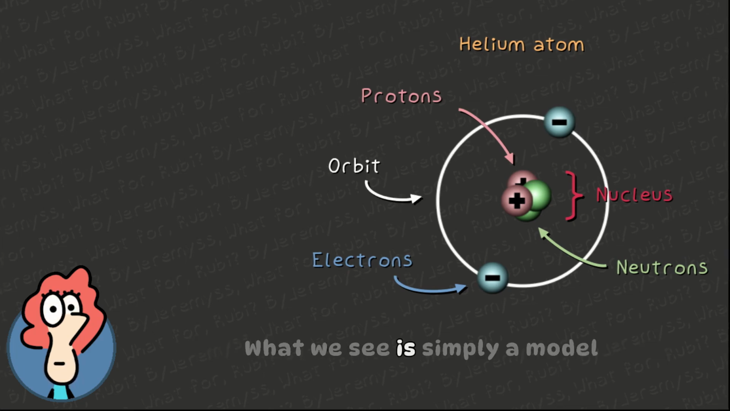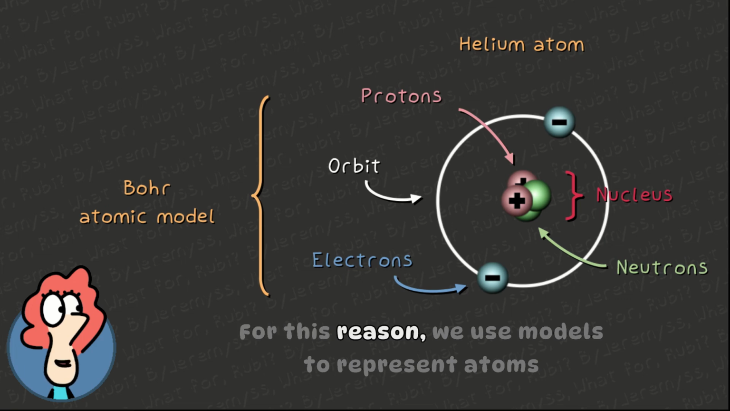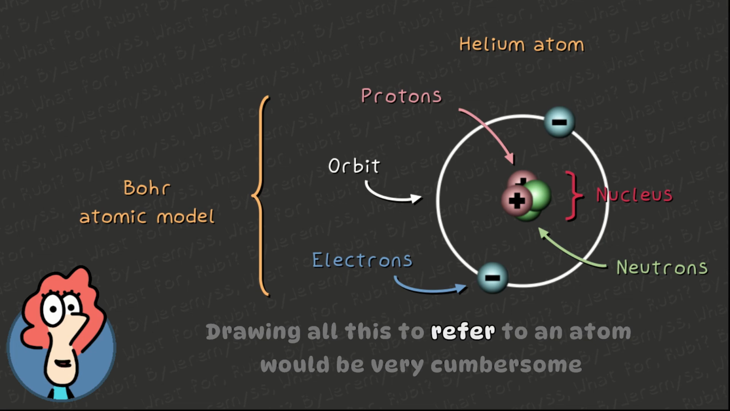What we see is simply a model, as there is no photograph that shows us what we are looking at. For this reason, we use models to represent atoms. Drawing all this to refer to an atom would be very cumbersome.